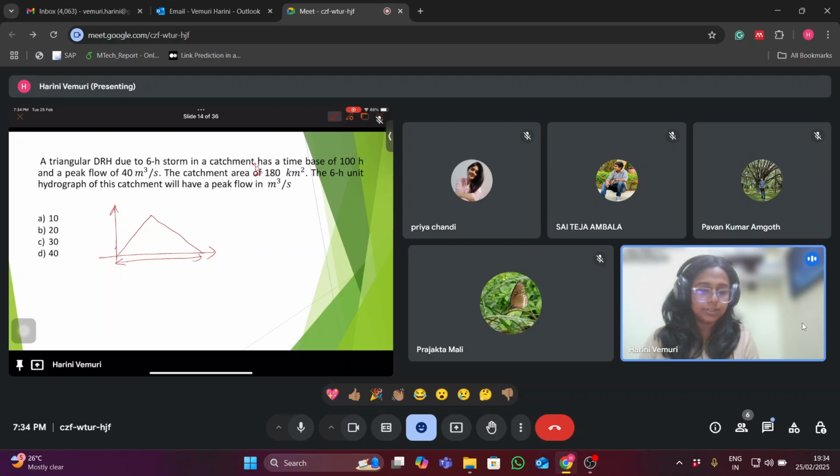Since it's a direct runoff hydrograph, it should start and end on the x-axis, that means zero base flow. So the time base is 100 hours, and the peak discharge is 40 meter cube per second, they are saying. They did not give us the excess rainfall value. How much excess rainfall is occurring for this particular DRH, they haven't given. But they have told that the catchment area is 180 kilometers square. So first we need to find the excess rainfall value.